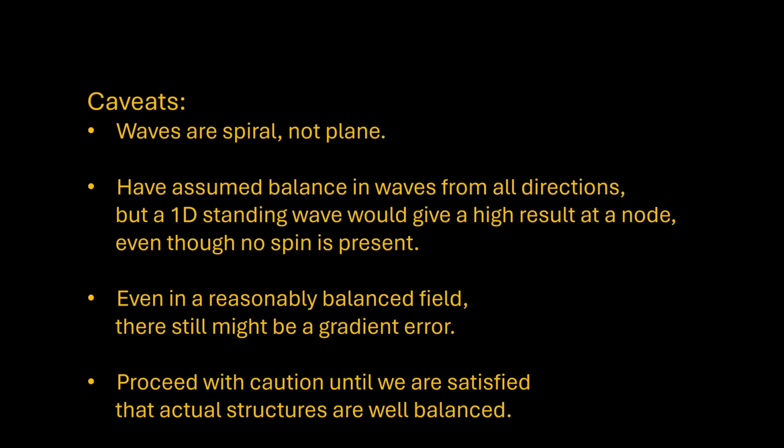There are some caveats to this approach. The first, and perhaps the least worrying, is that the waves are actually spiral rather than plane, so waves from nearby FRs will be a bit curved. The second is that discriminators are only valid if waves are coming from a balanced set of directions. As an extreme example, if we applied discriminators to the node of a standing wave, we would get a strong result even though no spin could possibly be present.